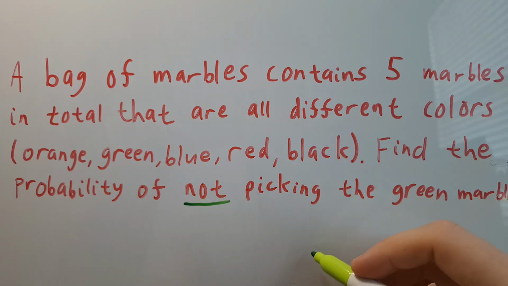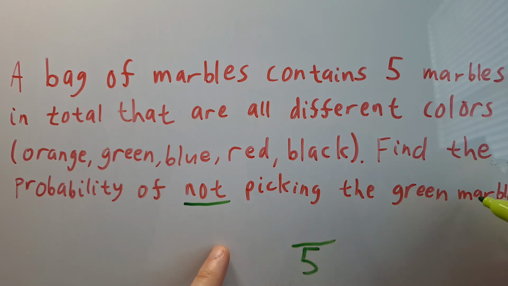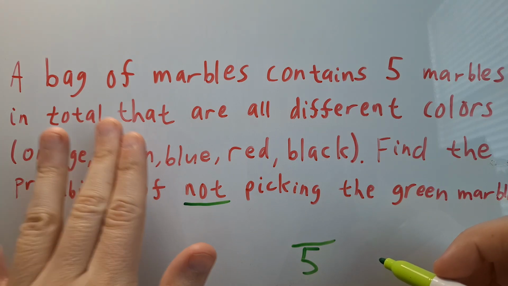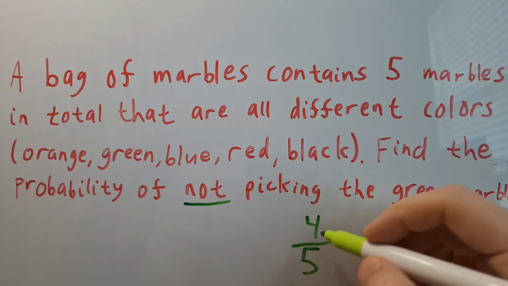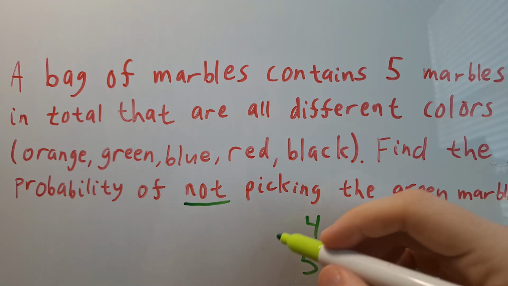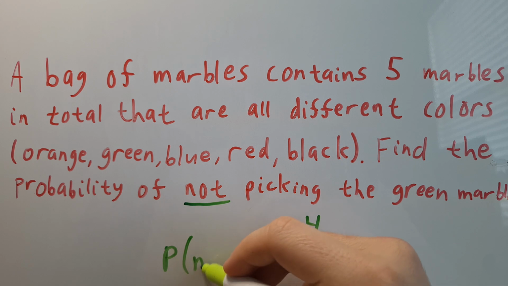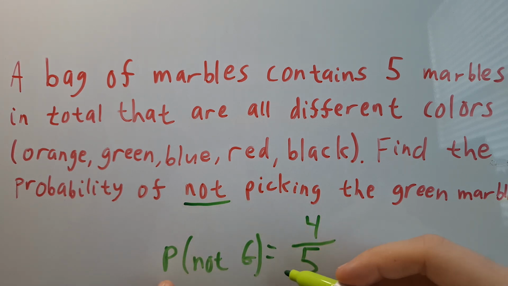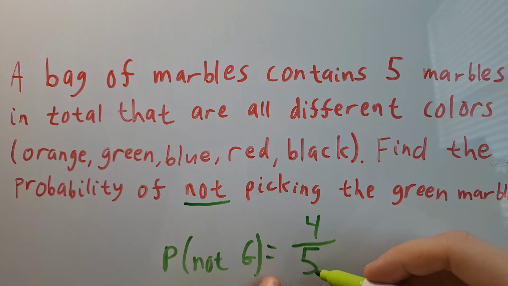So we know there's 5 in total. Not picking the green marble. So here's green, and the ones that are not green are orange, blue, red, and black. That would be exactly 4. That is the complement for the probability of not, and I'll just call it G for green. The probability of not green is 4 over 5.